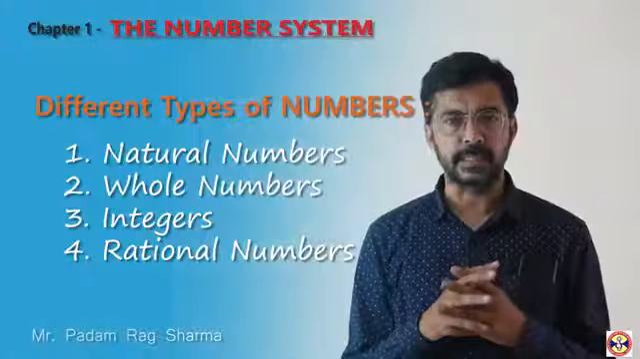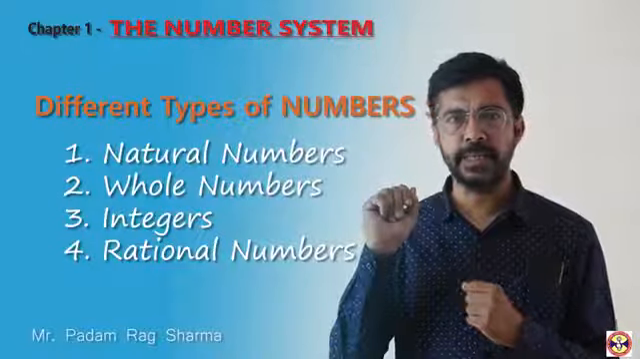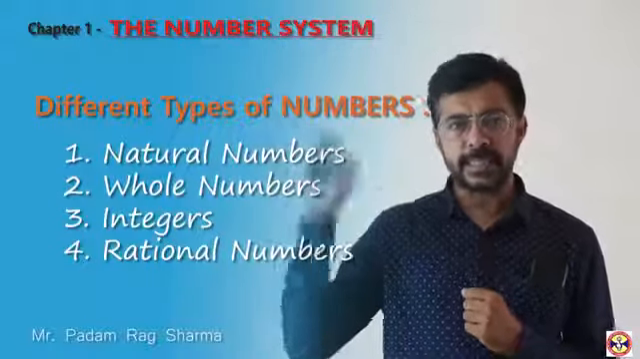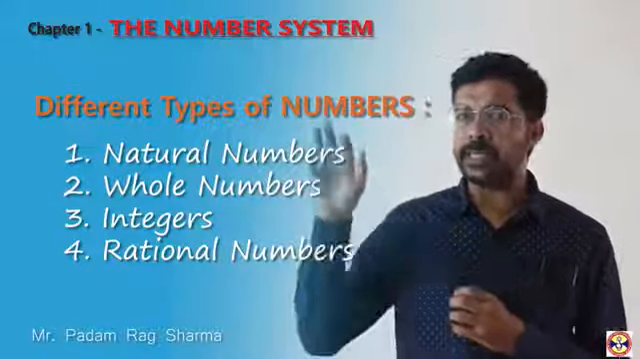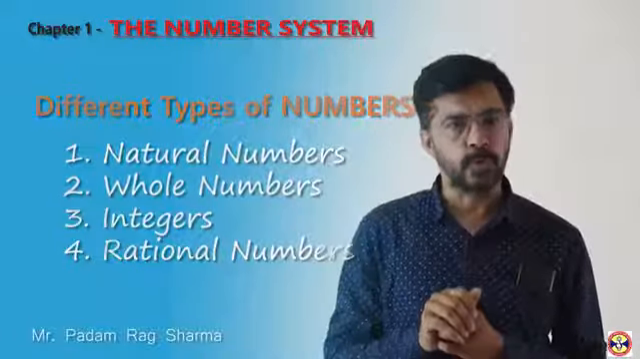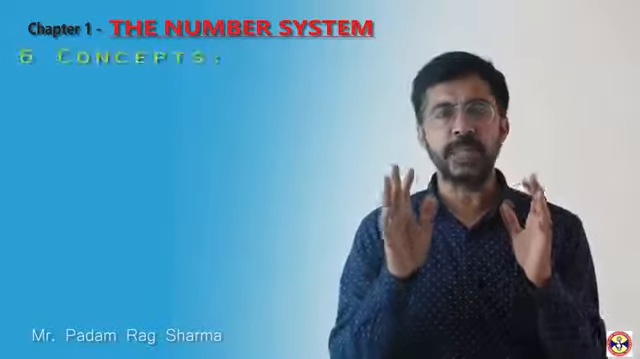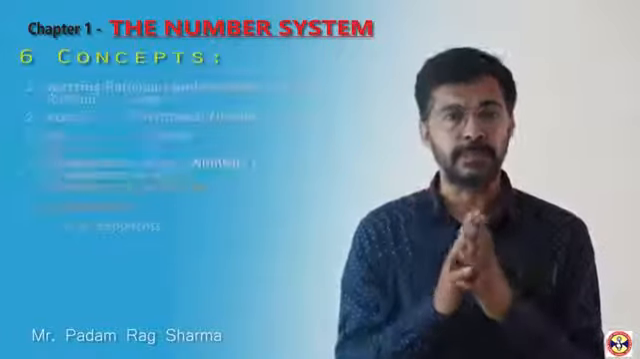So in our previous class, we discussed four types of numbers: natural numbers, that is capital N, whole numbers, capital W, integers, capital Z, and we discussed rational numbers also, capital Q. We also discussed six main concepts from chapter number 1, that is number system.